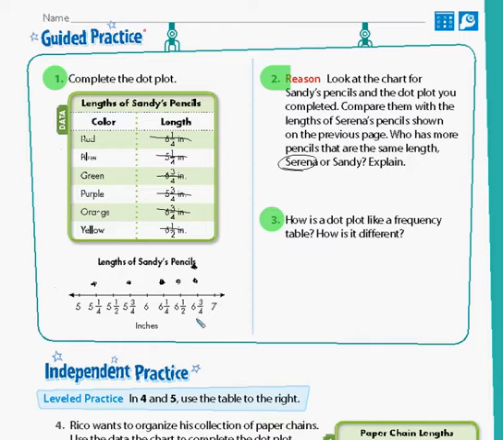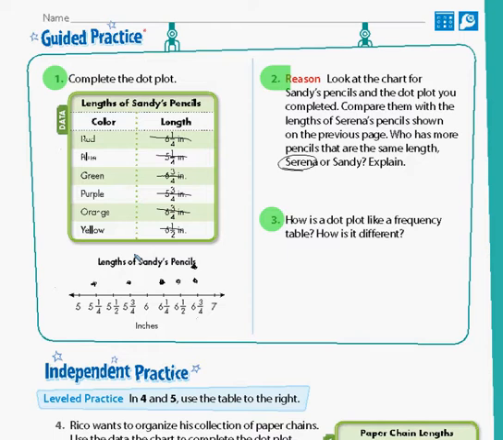Okay, and problem number 3, how is a dot plot like a frequency table, and how is it different? Okay, and they're both the same in the fact that we use it to compare data. The only difference is on a dot plot, it kind of shows you a little picture. You can kind of see, like right here, you can see the data. I think it's probably a little bit easier to visualize the data when you put it on a number line, and you can actually see how many there are of each. You can kind of just look at which one has the most dots or which one is the tallest.